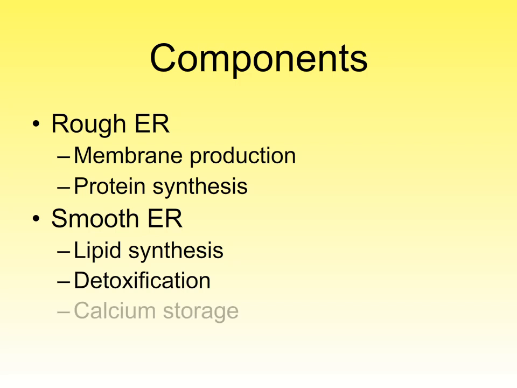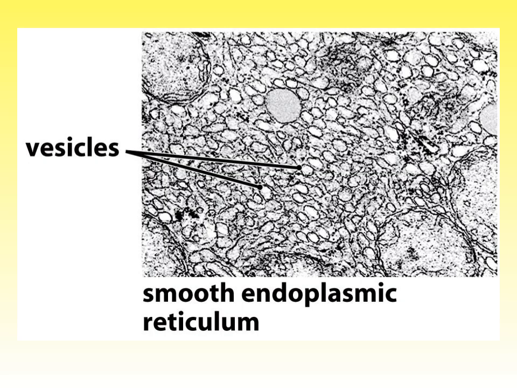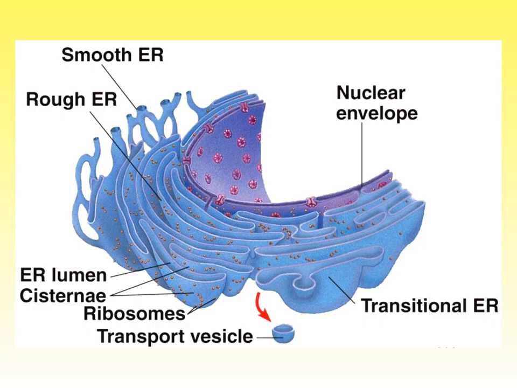Enzymes within the lumen catalyze reactions to produce phospholipids, cholesterol, and hormones. It also detoxifies certain poisons and stores calcium ions. This micrograph shows a false color image with the cisternae of the ER yellow and the ribosomes red. This is an SEM image of smooth ER found in a liver cell. An abundance of smooth ER is found in liver cells as enzymes in the smooth ER break down alcohol and drugs. This diagram shows how both the membranes of the rough and smooth ER are continuous with the nuclear membrane.